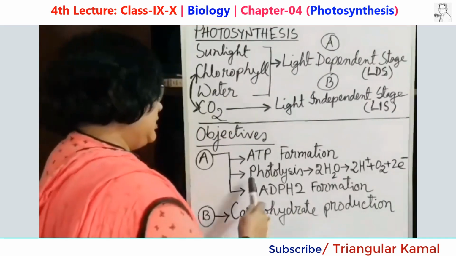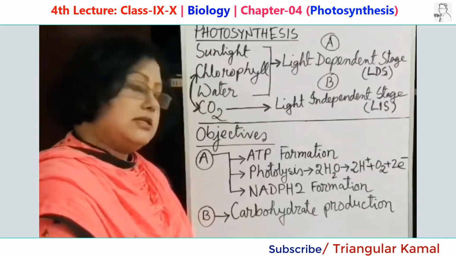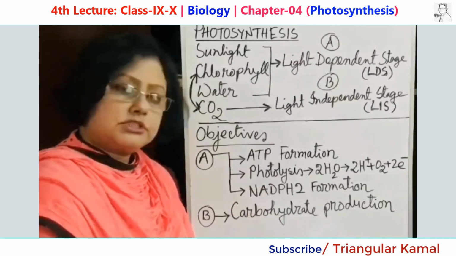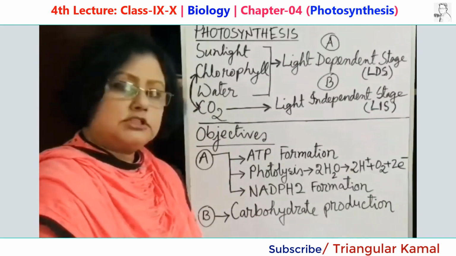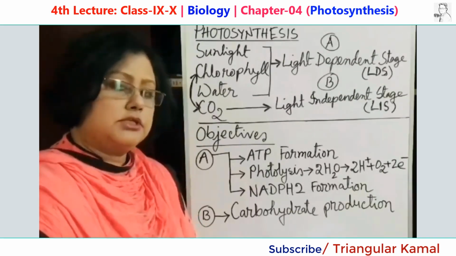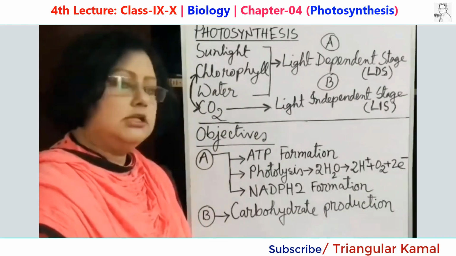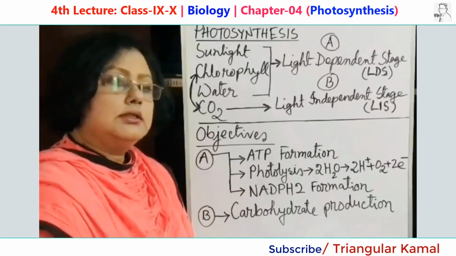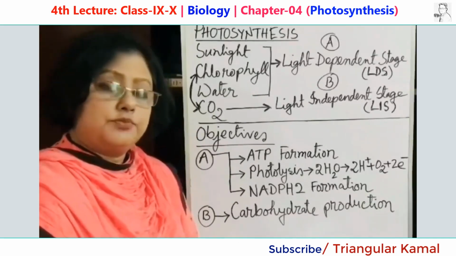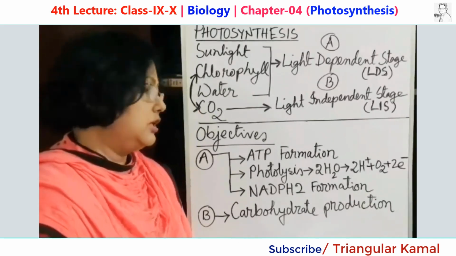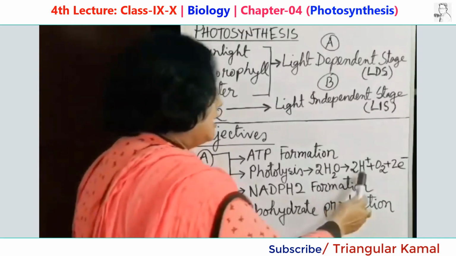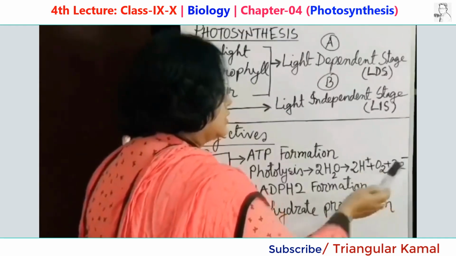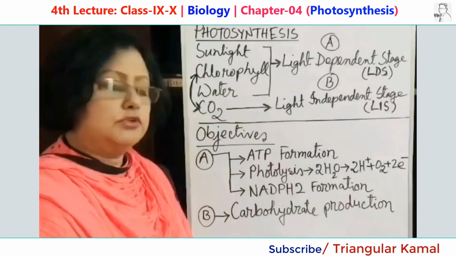So now come to the next one, photolysis of water. The meaning is lying here. Lysis means breakdown and photo means light. So photolysis of water means water is breaking down in the presence of light. If I say it in one word, it is the breaking down of water in the presence of light in the chlorophyll into hydrogen ion, oxygen molecule and electron, and this is called photolysis of water.